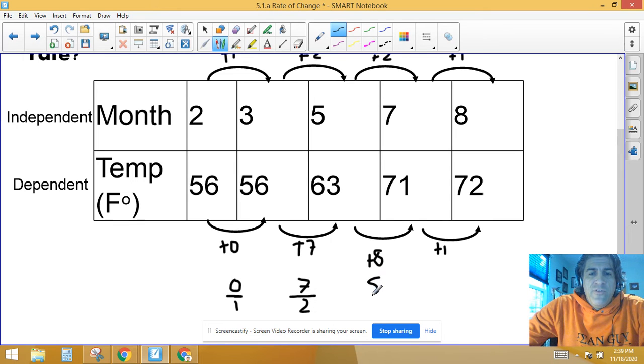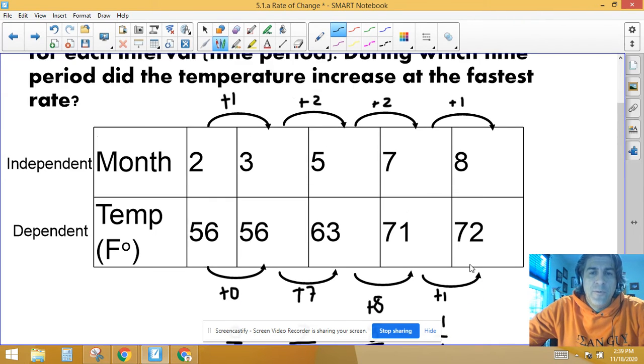The next one was 8 degrees in 2 months, or 4. We're allowed to, like I said earlier, divide and simplify, so this is 4. And the last one, I went up 1 degree in 1 month. So here are each of my rates of change for this table.